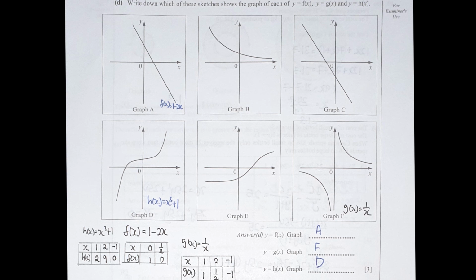For the next one, function f equals 1 minus 2x. So when x equals 0, y will be 1. When x equals 1/2, y will be 0. So for this one, only graph A fulfills the requirement. For the last part, g(x) equals 1/x. This one will actually be graph F.